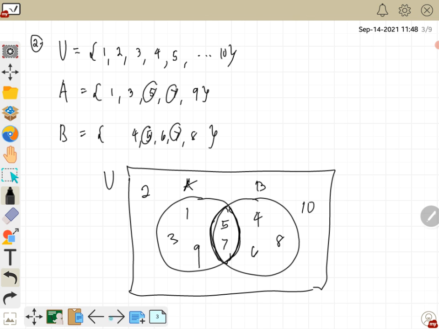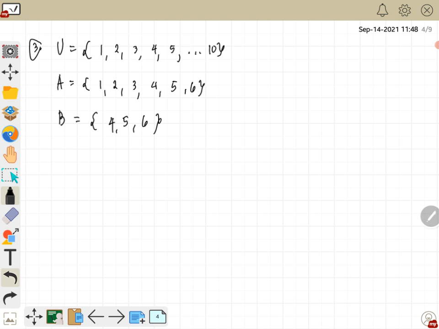How about the third one that we have here. You have the universal set, 1 to 10.